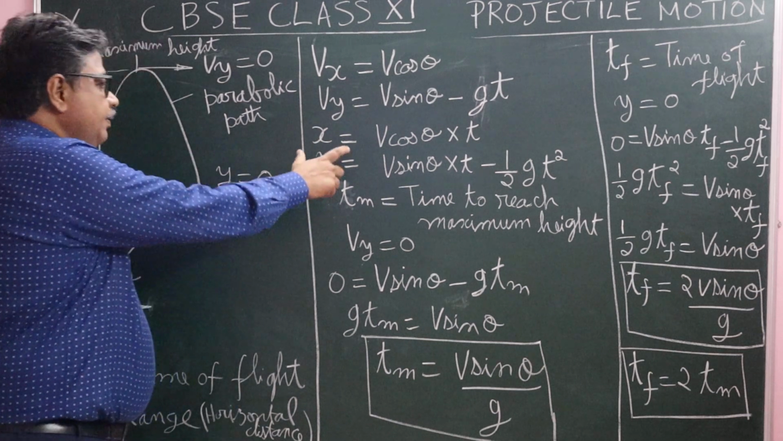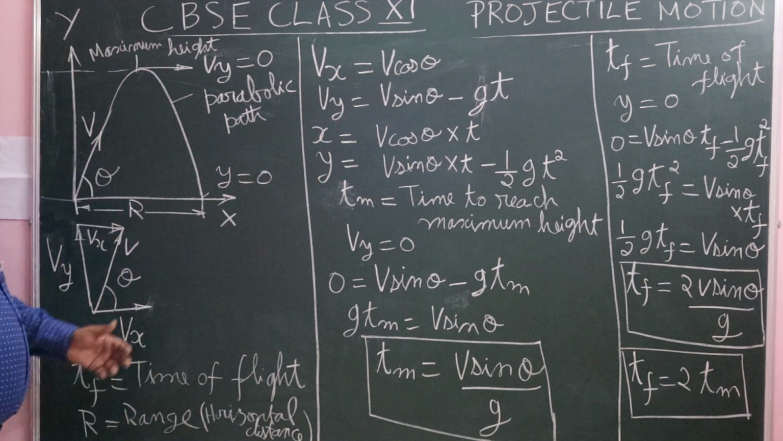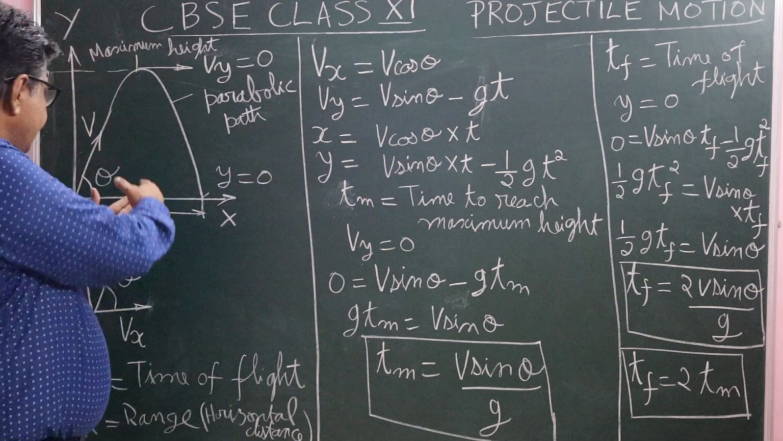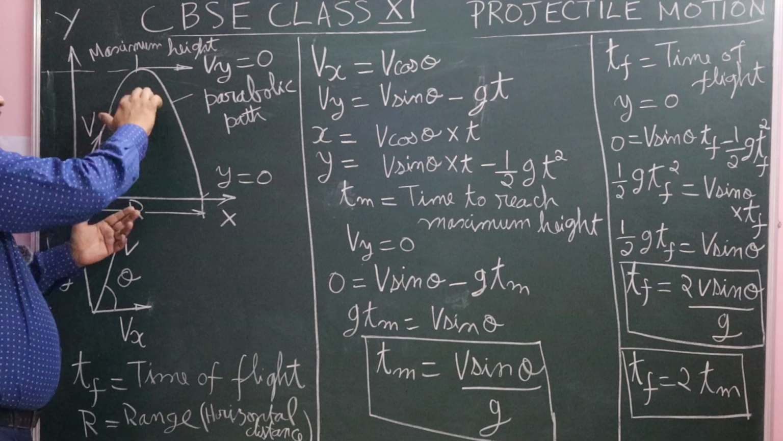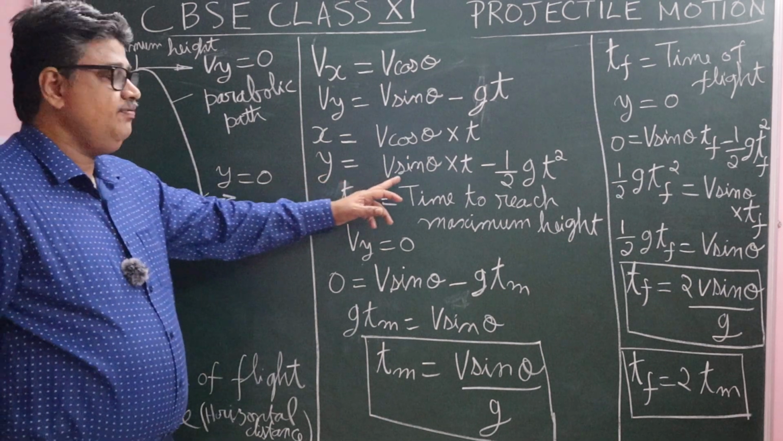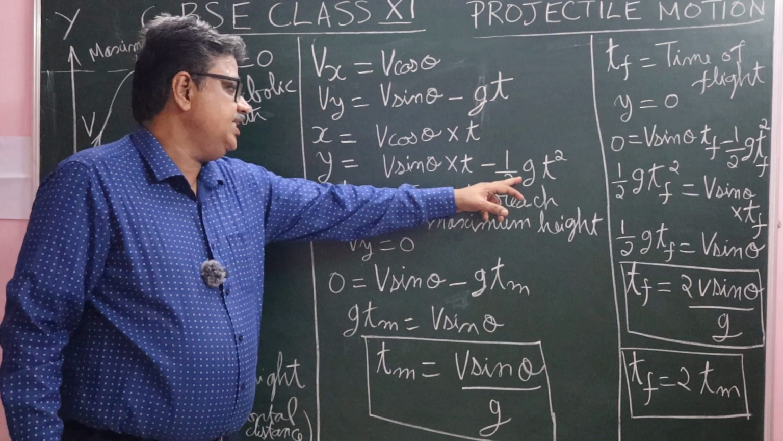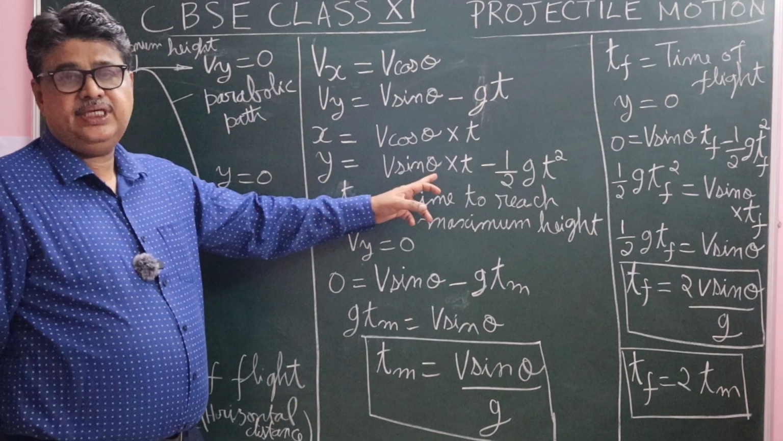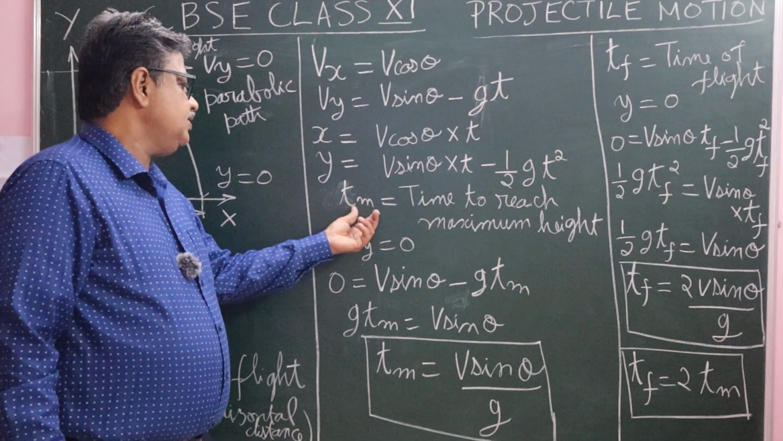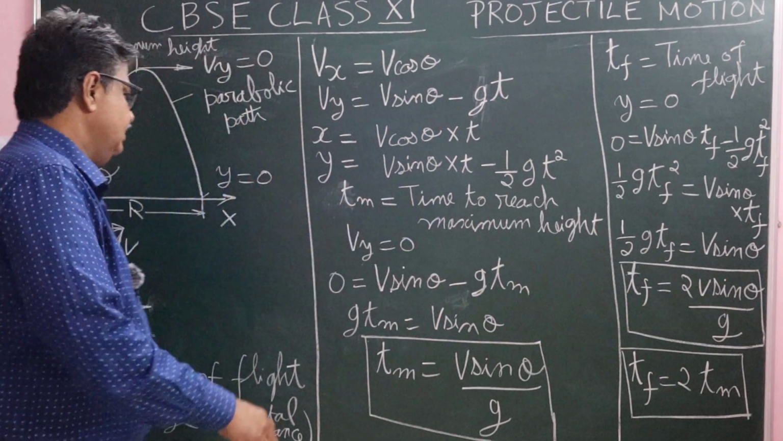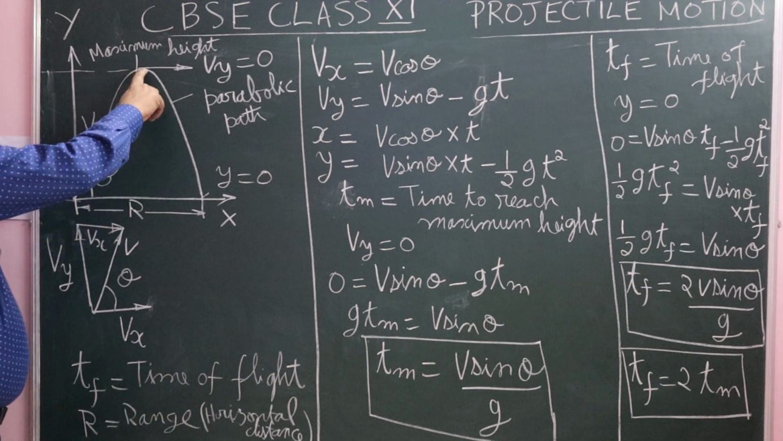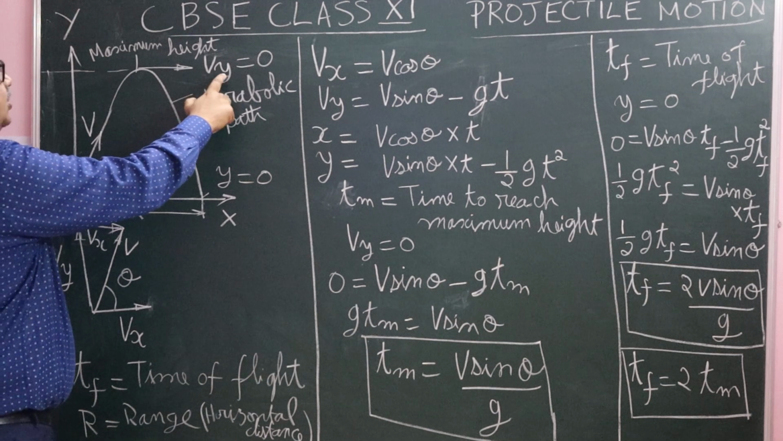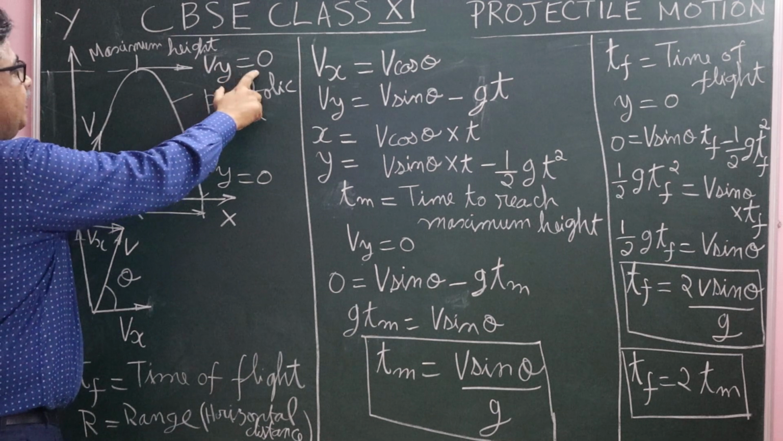Horizontal distance at any point of time t, x is equal to V cos theta into t. The vertical distance at any point of time t, y is equal to V sin theta into t minus half g t square, where g is the acceleration due to gravity. This is according to equation of motion. Tm is equal to time to reach the maximum height. When the object reaches the maximum height, the vertical component of velocity Vy becomes 0.